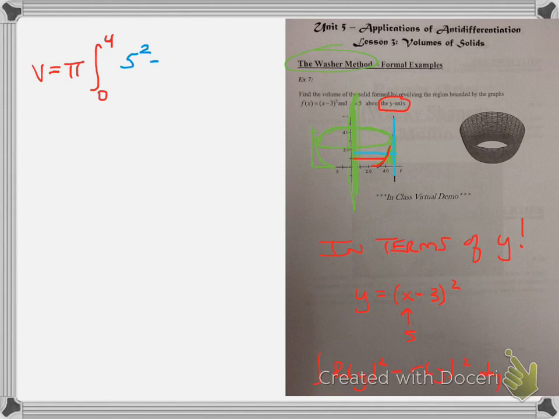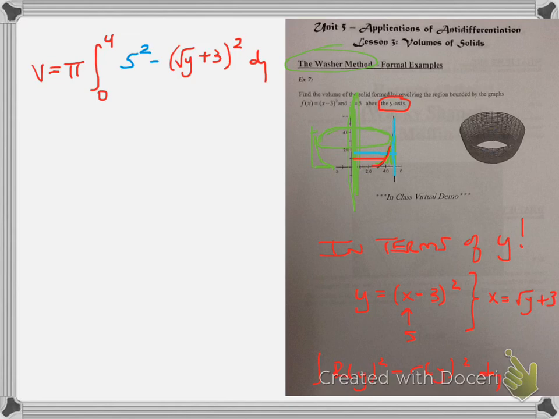And then we said the inner radius was this x minus 3 squared. But that's the problem. It's in terms of x. So what I need to do is I need to solve this guy. And I will wind up getting x equals the square root of y, and then plus 3 on the outside of that. So that winds up being my inner radius. And of course, all that is in terms of y.